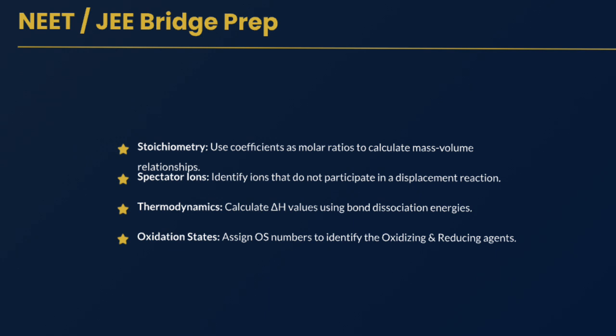And the key concepts from this lesson are: stoichiometry, using coefficients as a molar ratio to calculate mass-volume relationships. Next, spectator ions: identify ions that do not participate in a displacement reaction. Next, thermodynamics: calculate the delta H value using bond dissociation energy. You observe that the delta H value is given in exothermic and endothermic reactions. And oxidation state: assign oxidation numbers to identify the oxidizing and reducing agents.